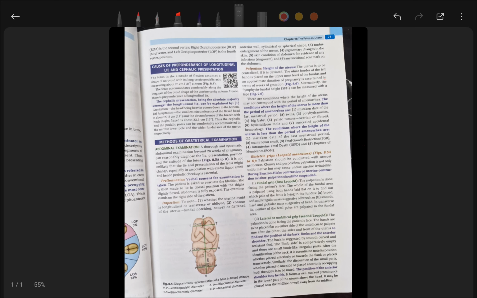This is all about the causes for the cephalic presentation and the longitudinal lie predominance, and in obstetric preliminaries, inspection, palpation and obstetric grips. Of the obstetric grips, two are left, the first pelvic grip and the second pelvic grip, which will be in the next video.